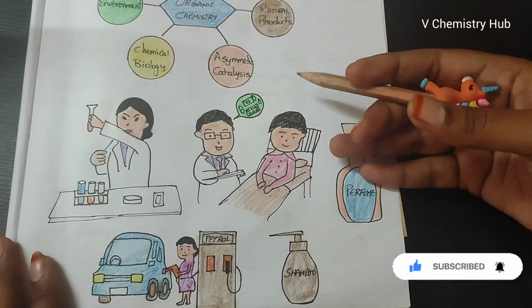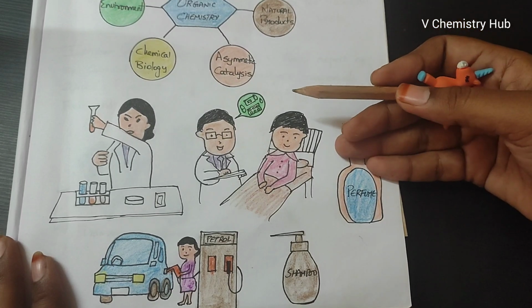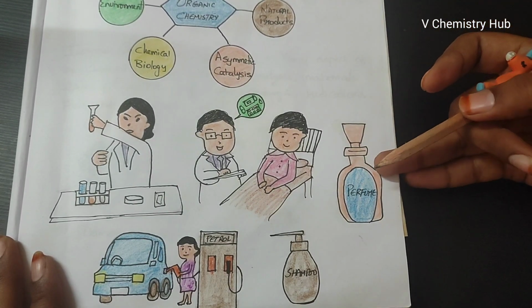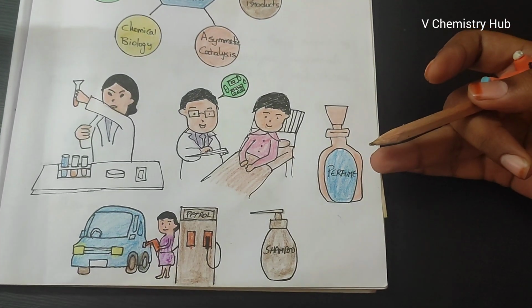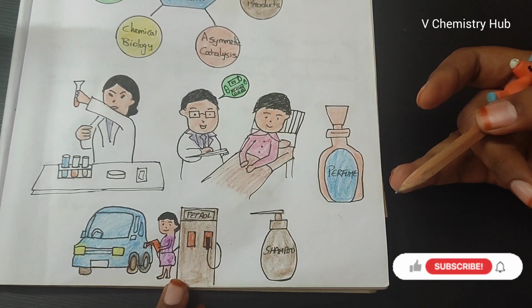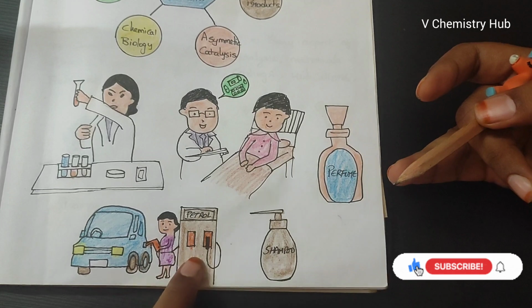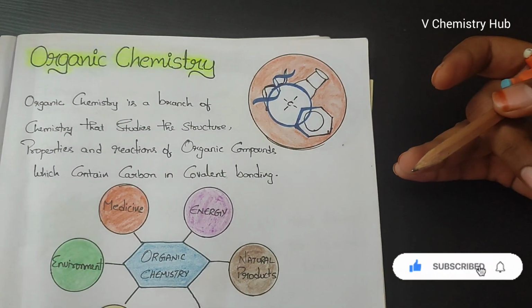When we go to the hospital, the medicines and injections we use come under organic chemistry. In our day-to-day life we use perfume, shampoos and body lotions. In all those, chemical compounds are present that come under organic chemistry. In our day-to-day life we use transportation, and for that we need a fuel that comes under organic chemistry. So, this is all about organic chemistry.